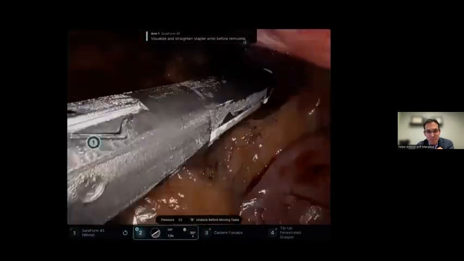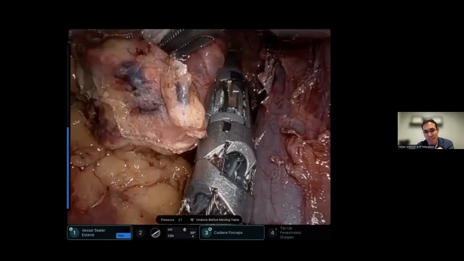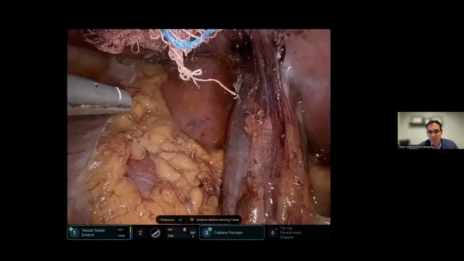and then we're free. Take the last retroperitoneal attachments with the vessel sealer. You're good to go there. As you can see, the stapler line is a little over 1 centimeter.